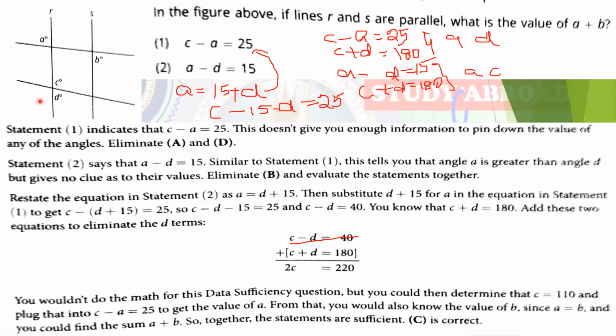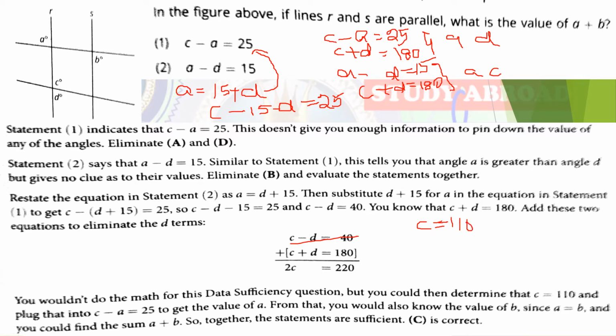So what is the value of C? You can determine it. Once you find the value of C, then you can easily find the value of D. Because C you will get as 110. Then you will get the value of A also. So C is equal to 110.